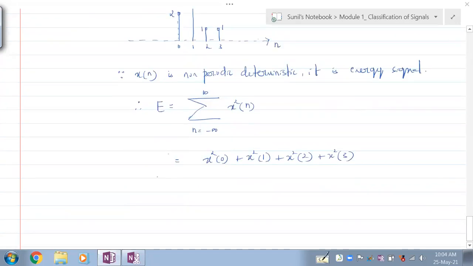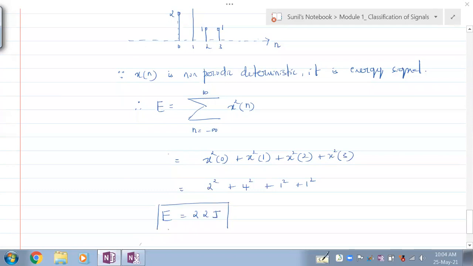Understand that? So what would this be equal to? You just see the samples. 4 samples are there. So this is 2 square and 4 square plus 1 square and 1 square. What would that be? 4 plus 16 plus 2. So that would be 22. Okay, so this is 22 joules.